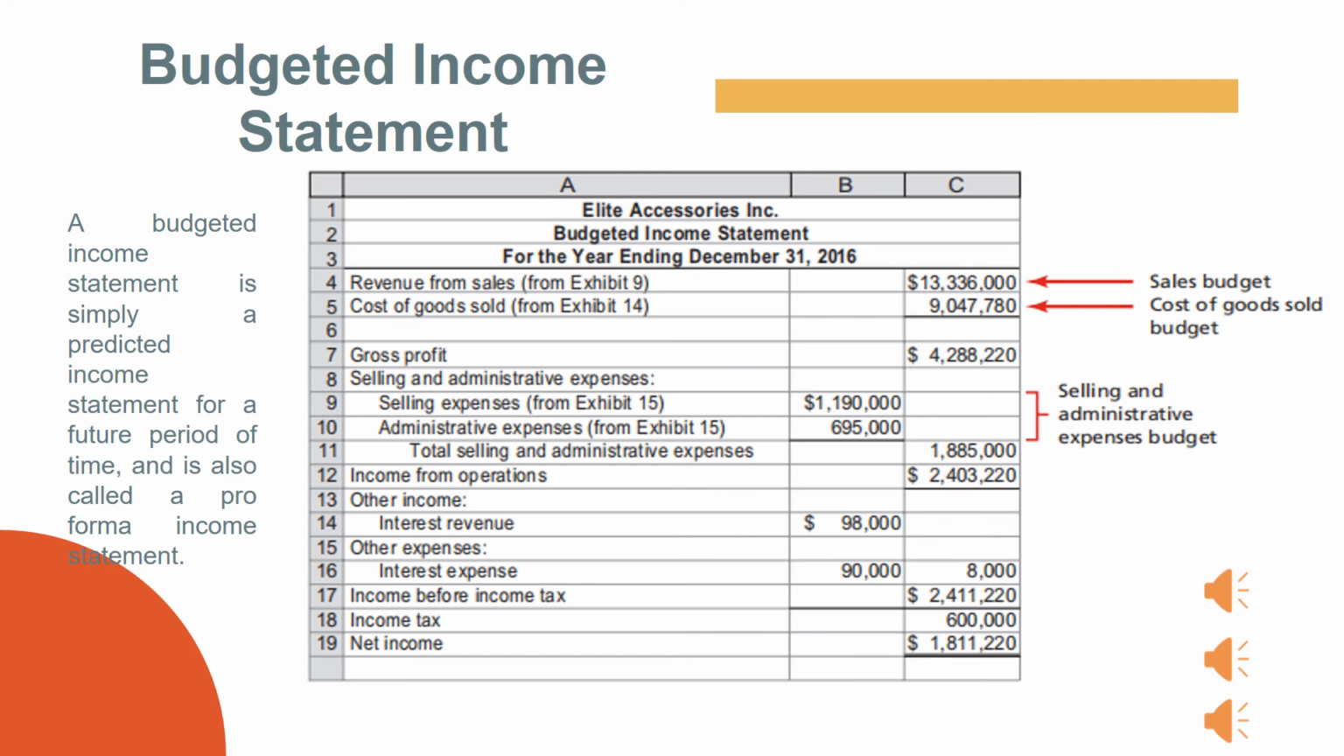Then, if you have other income and other expenses, this is the time to add or deduct those amounts. So, in this particular company, they had an interest revenue of $98,000. And then, they also had an interest expense of $90,000.